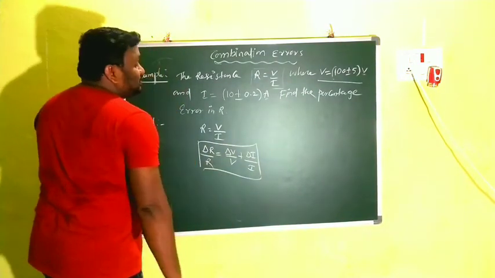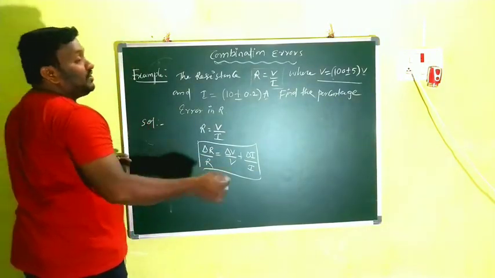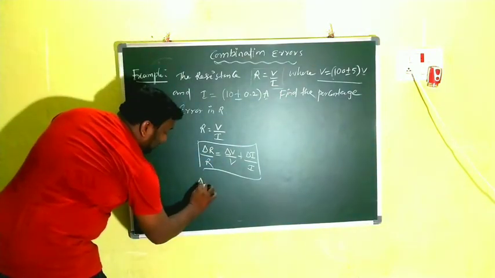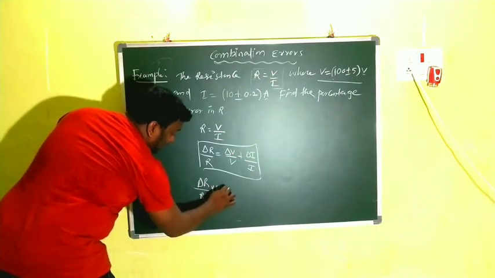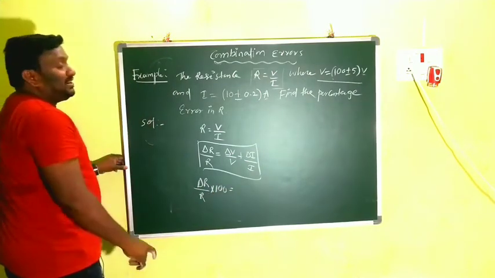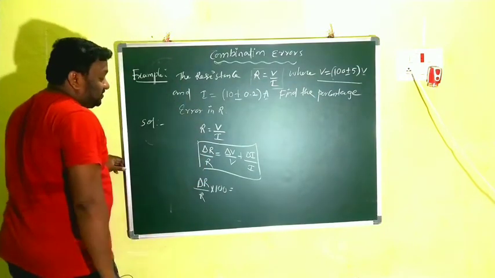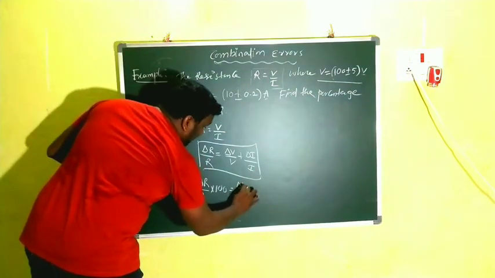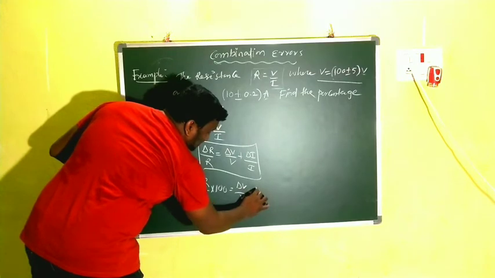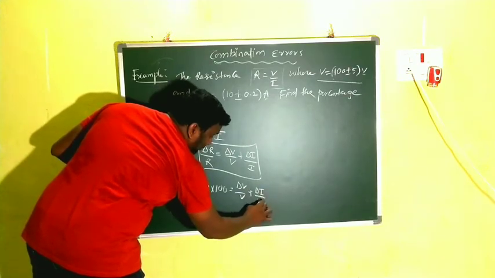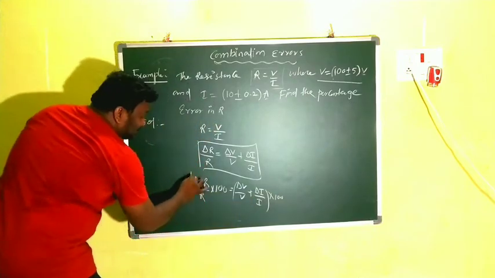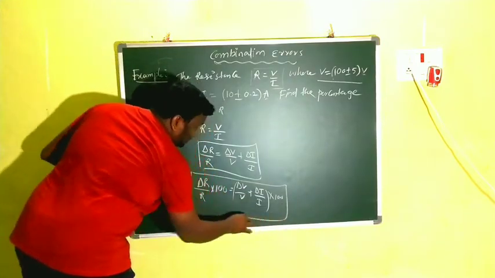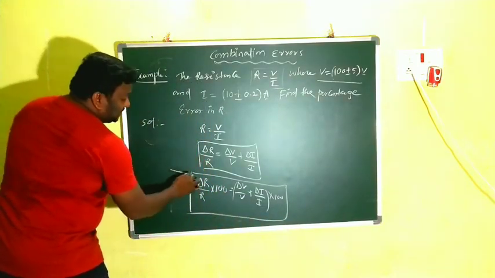Clear, children? What was asked is percent of error. For percentage of error, what you write? Into 100. I already explained what is relative error and what is percentage of error in a particular video. Then go and watch that one. So here again I am writing delta V by V plus delta I by I into 100. So this is the percent of error. Clear, children? This is the relative error and this is the percent of error.